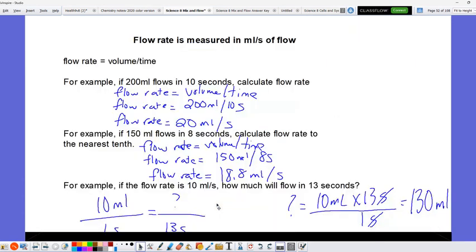We did a lab activity, and here are some calculations for flow rate. The formula is volume divided by time. For example, if 200 mL flows in 10 seconds, calculate the flow rate. Flow rate is volume divided by time. Flow rate is equal to 200 mL divided by 10 seconds. So the flow rate is 20 mL per second. And here are some other calculations for it as well.